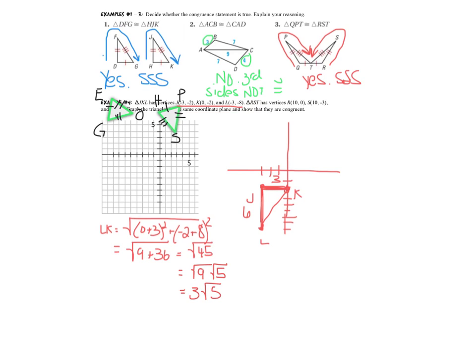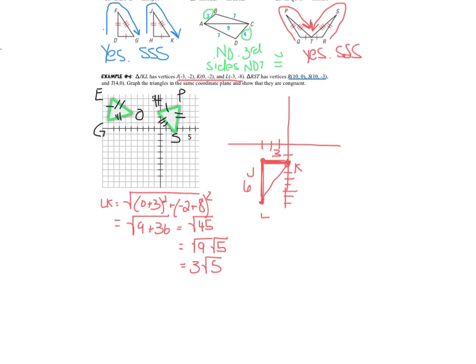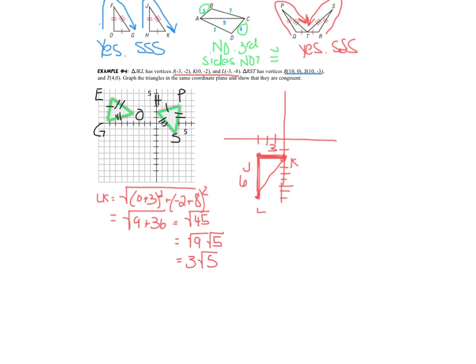KL, they are 3, 6, 3 root 5. So now I'm going to see if triangle RST, which now I can't see what T is equal to. Okay, so RST, I'm going to check if this triangle is congruent to this one, to JKL. All right, so R is at 10, 0. 1, 2, 3, 4, 5, 6, 7, 8, 9, 10. That's R. S is at 10, negative 3. And T is at 4, 0.